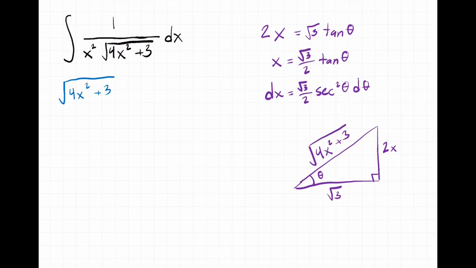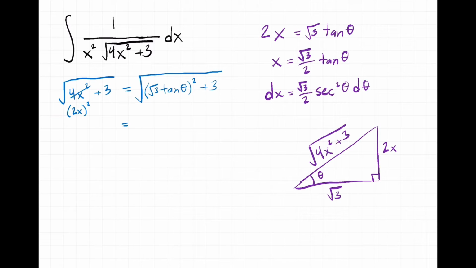Now, of course, we know that that 4x squared is actually (2x) squared. And I know that 2x is equal to the square root of 3 tangent theta. So let's just replace that. We have the square root of root 3 tangent theta, that's being squared, and then we're adding 3. And let's have the square root of that whole thing.